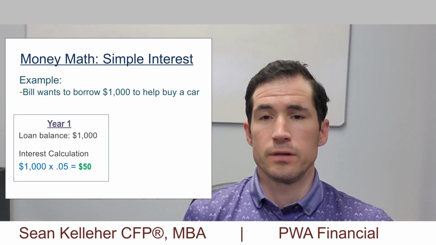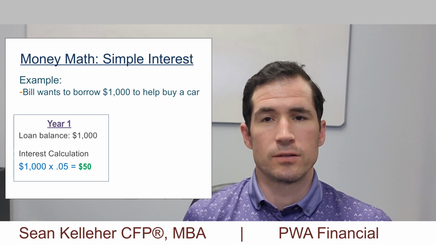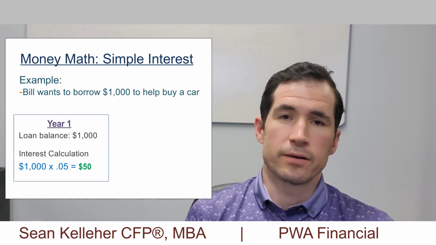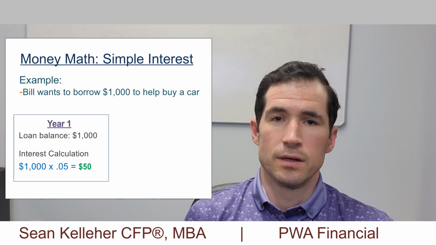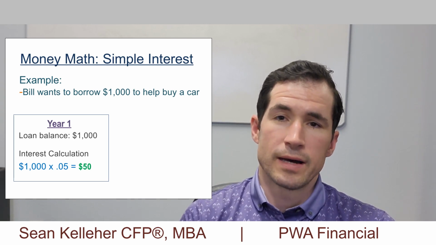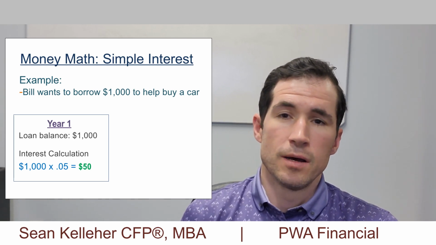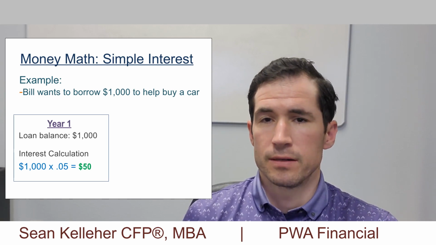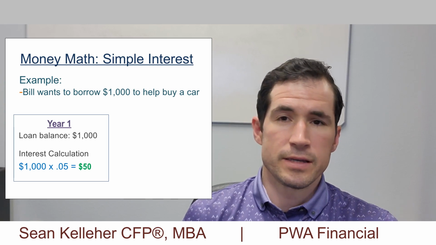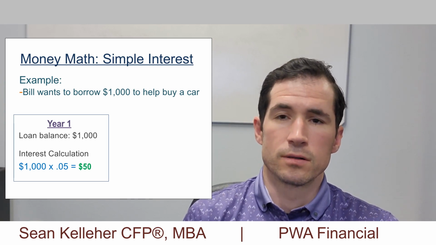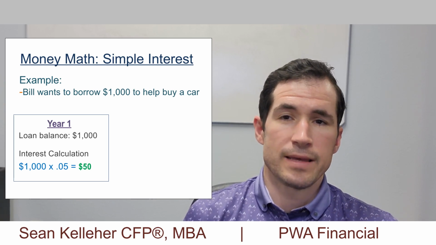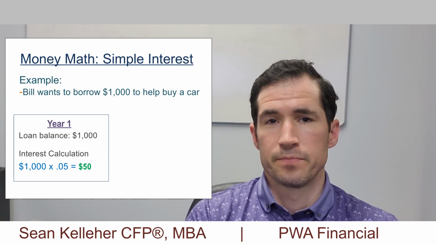At the end of the first year, the loan balance is $1,000. Which means the simple interest will be calculated as follows. We take $1,000 times 0.05, which will give us 5% of 1,000, and this equals $50. Bill owes $50 of interest at the end of the first year.